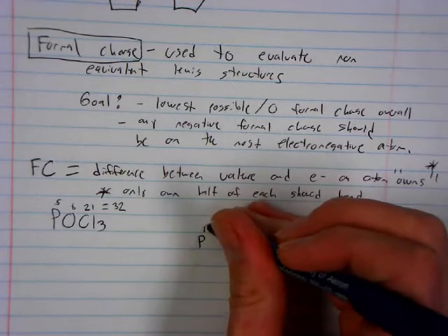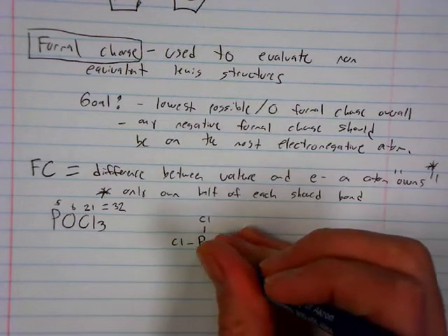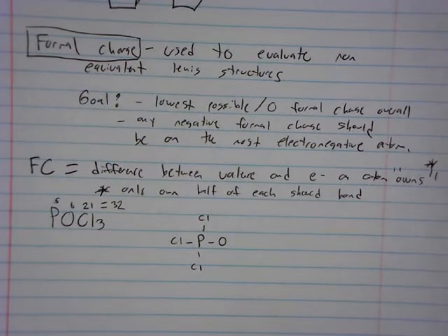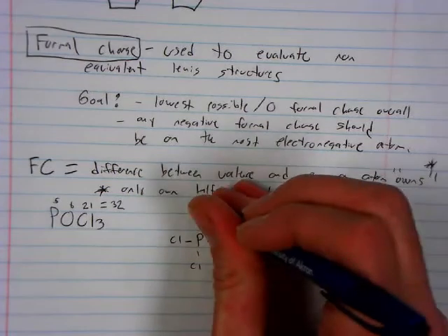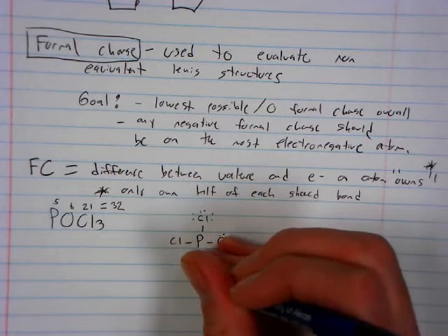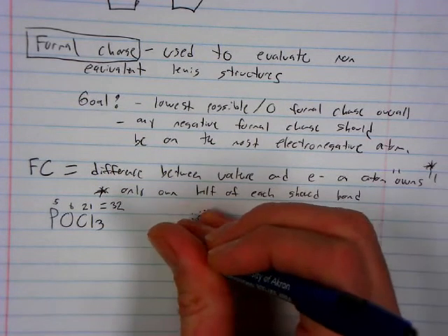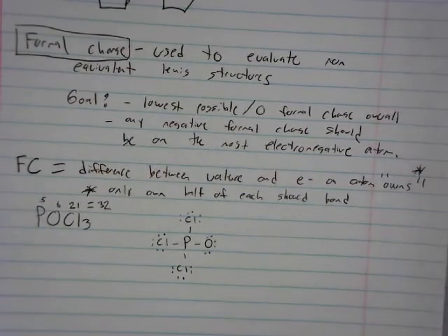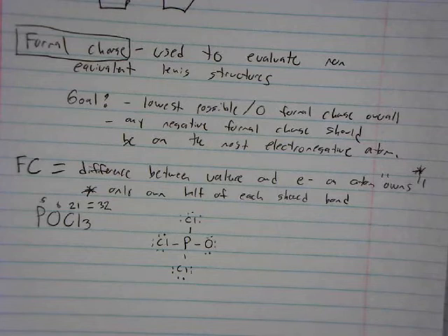So here's our P in the middle. We're going to attach everything else. So Cl, Cl, Cl, O. And after you see it like this, we're thinking, is there going to be anything special about this Lewis structure? No, right? 32 divided by 4 is 8. So all I have to do is put 3 lone pairs on everything, because that's going to give me 8 for each individual atom. So there's my Lewis structure for POCl3.